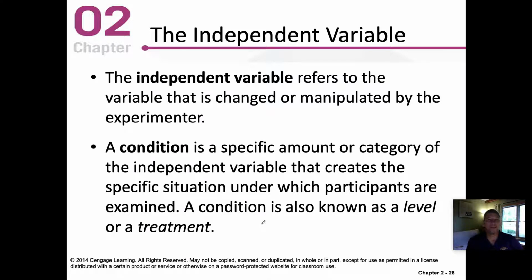Now, in terms of an experiment, there are always two variables. The independent variable refers to the variable that is changed or manipulated by the experimenter.